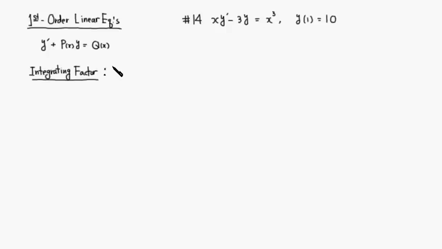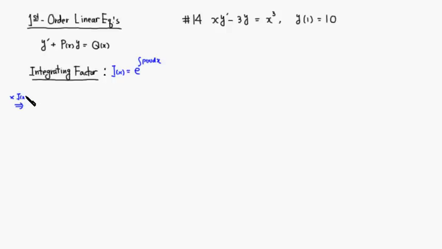It is defined this way. The integrating factor I of x is defined to be e to the integral of p of x dx. What we do is multiply the entire equation by this integrating factor.